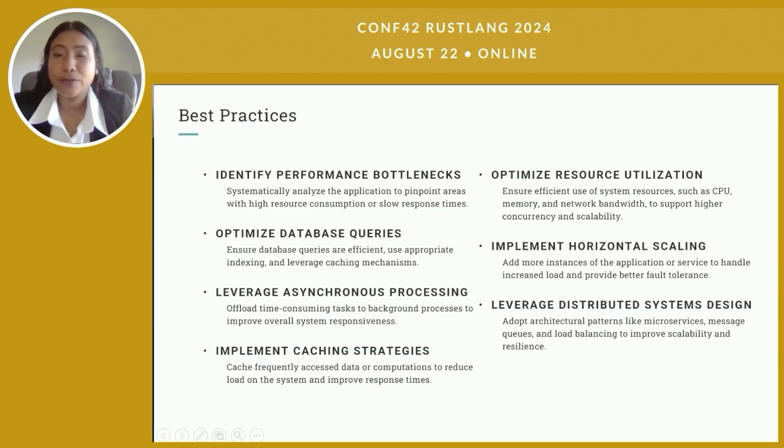Leverage distributed system design, adopting architecture patterns like microservices, message queues, and load balancing to improve scalability and resilience.